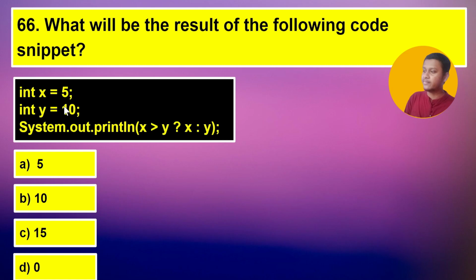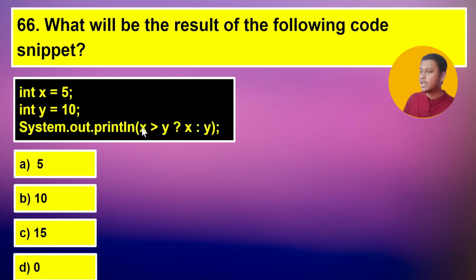So our next question here is, what will be the result of the following code? int x = 5, int y = 10, and here we are printing a statement where we are mentioning x > y ? x : y. So basically this is a ternary operation. So here we have options 5, 10, 15, 0.